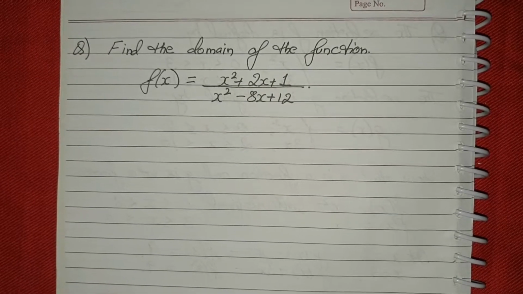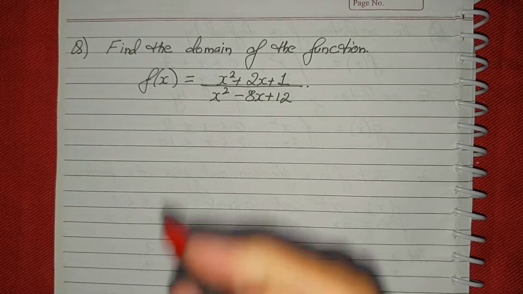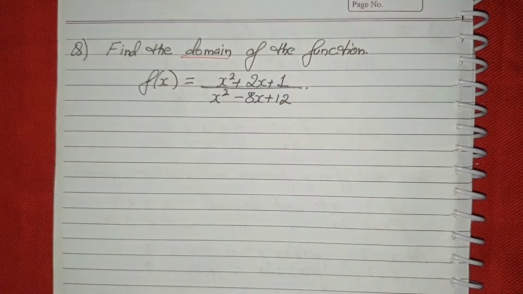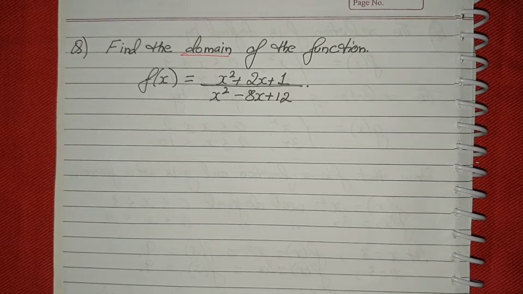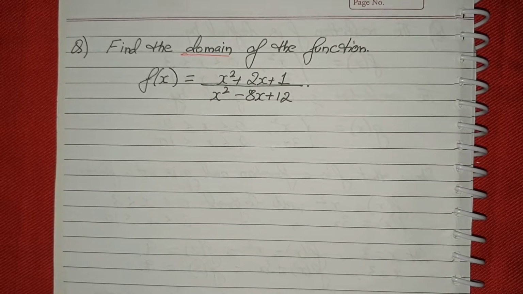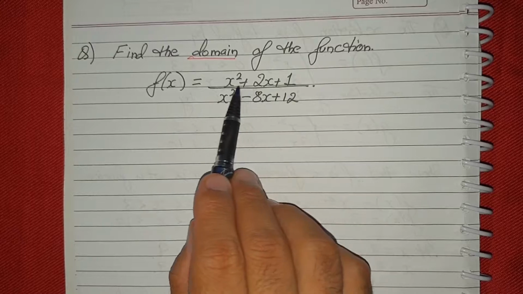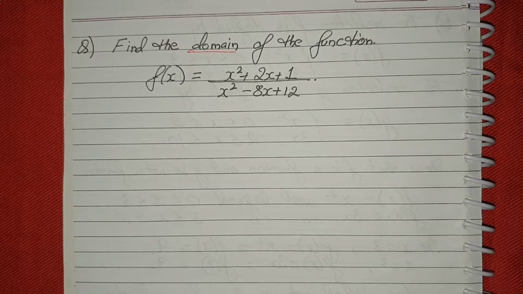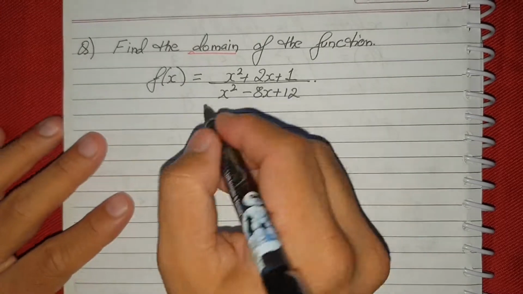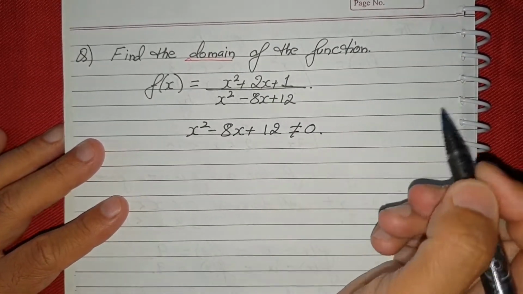So our next question is, find the domain of the function f(x) equals x square plus 2x plus 1 upon x square minus 8x plus 12. Here we just have to find the domain of this function. Clearly this is a rational function, so this function is defined only when the denominator is not equal to 0. Because if this is 0, the function is not defined, as we have done in rational functions. So x square minus 8x plus 12 should not be equal to 0.